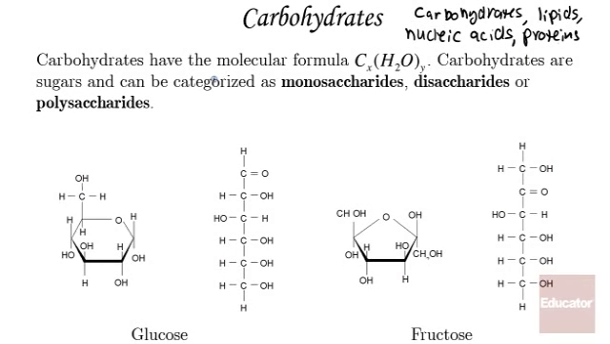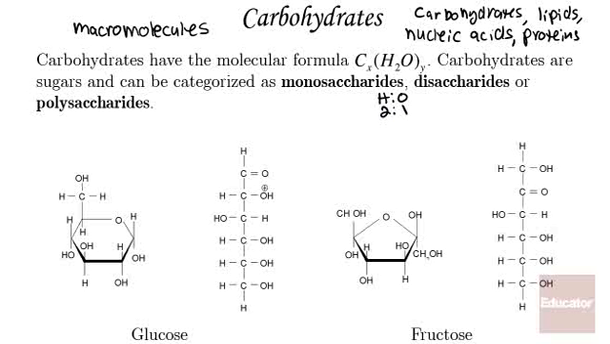Carbohydrates are macromolecules. Macromolecules, just like their name tells you, macro and molecule, are large molecules. These are a vital source of energy for cells, and they have the molecular formula C_x(H2O)_y, some multiple of H2O, various multiples of that. What this is saying is that hydrogen and oxygen are found in a 2-to-1 ratio. So hydrogen to oxygen, the ratio is 2-to-1.